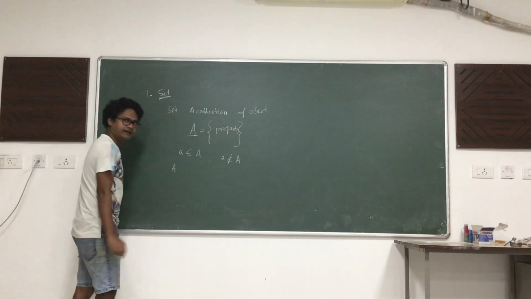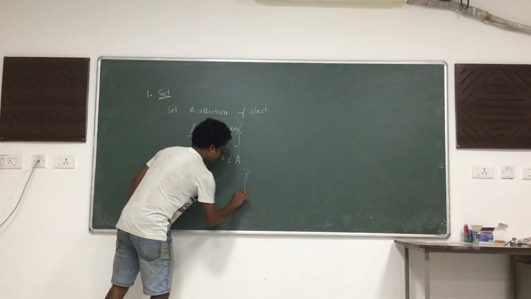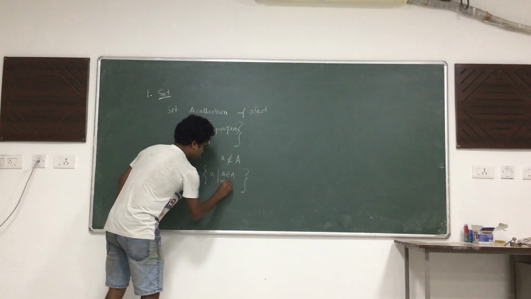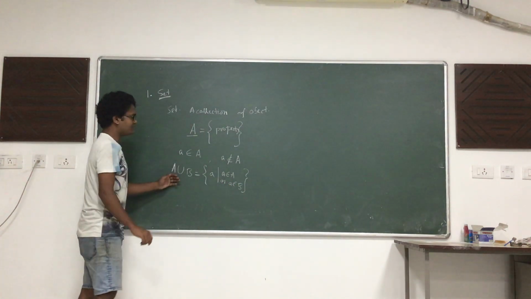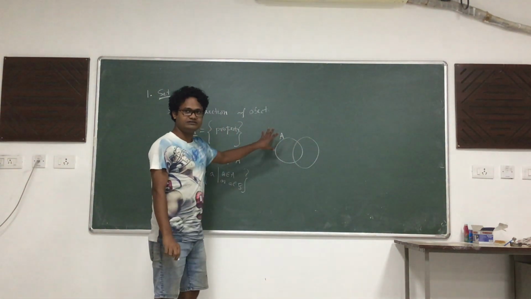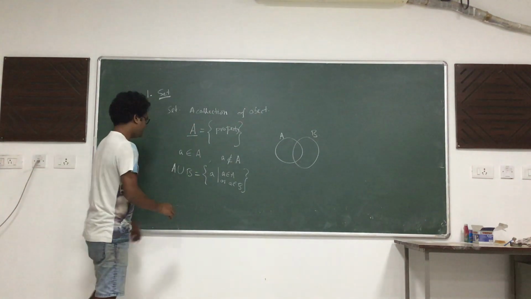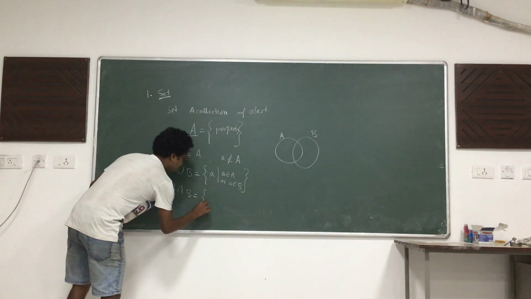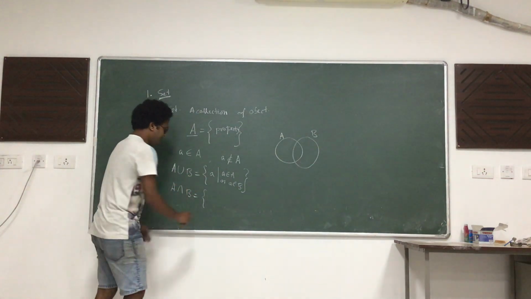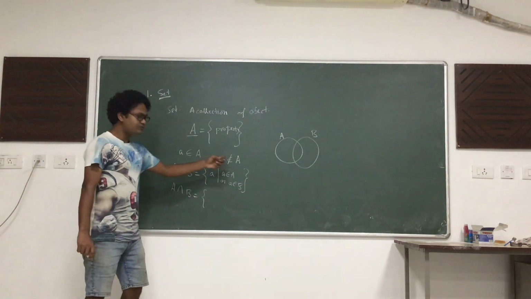If there are two sets, let's say A and B, we call A union B the set of all objects a such that a either belongs to A or belongs to B. In the Venn diagram, if this is the representation of set A and set B, then this whole thing is A union B. And A intersection B is defined as the set of all elements such that the element belongs to set A as well as set B.